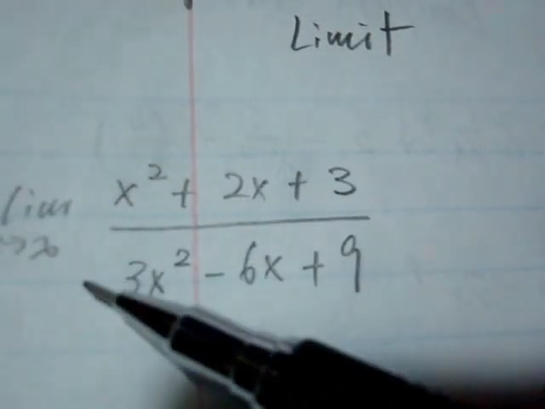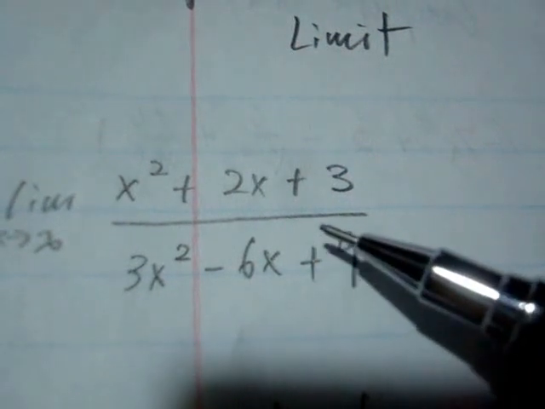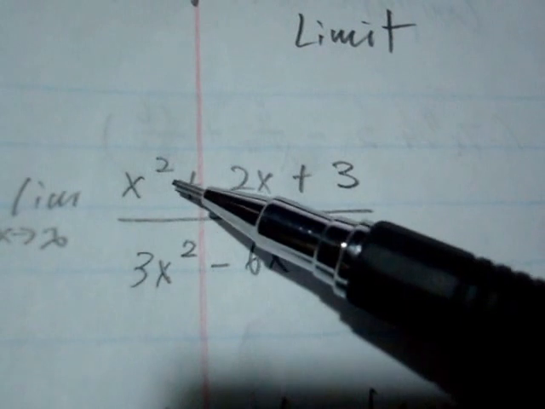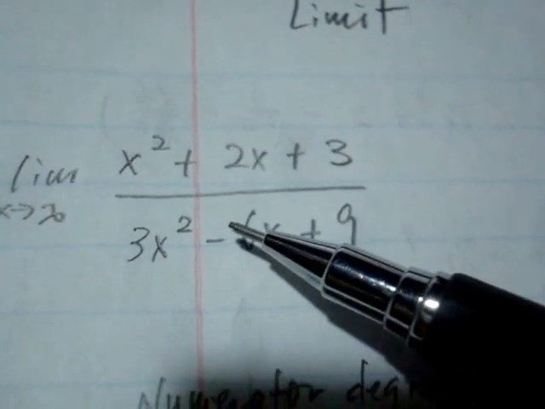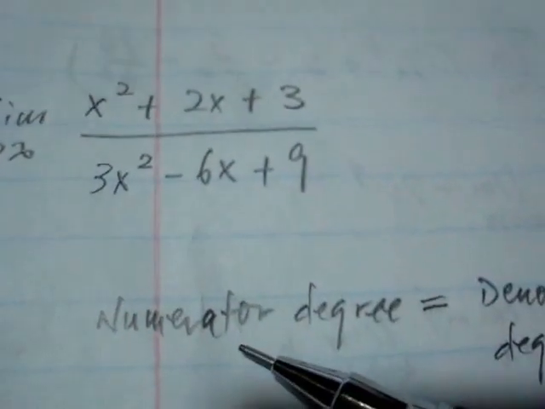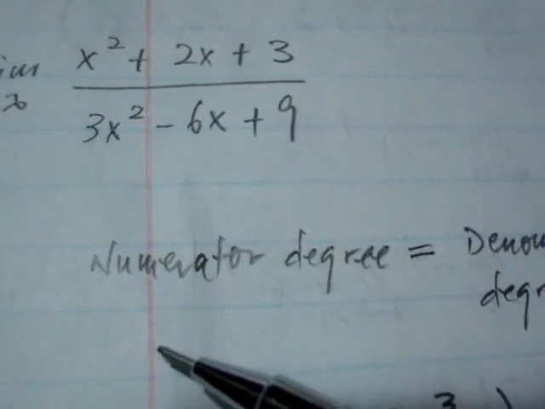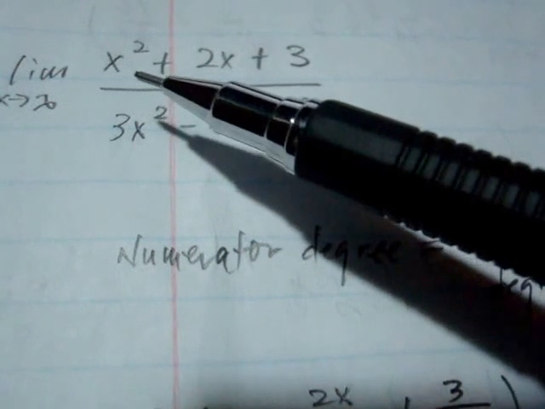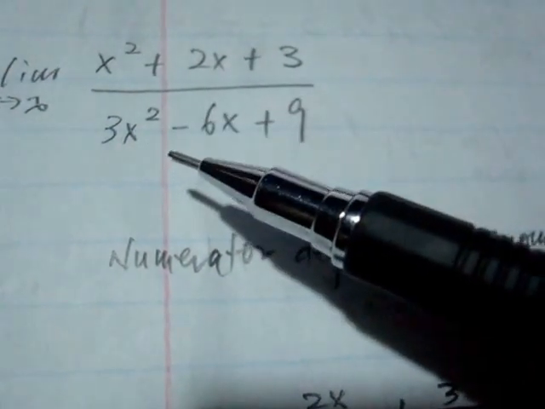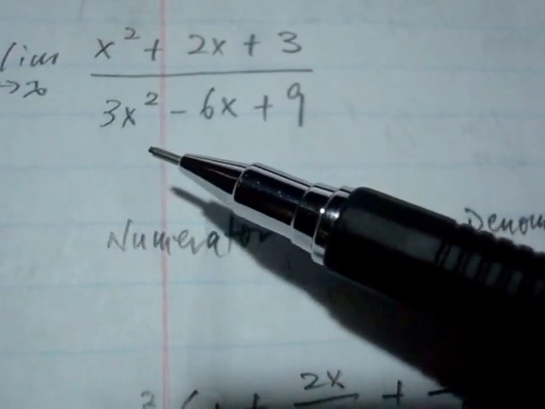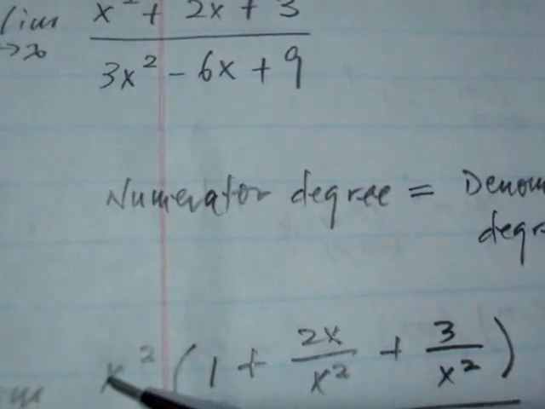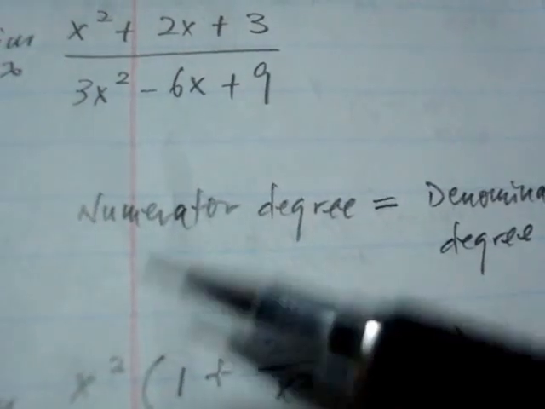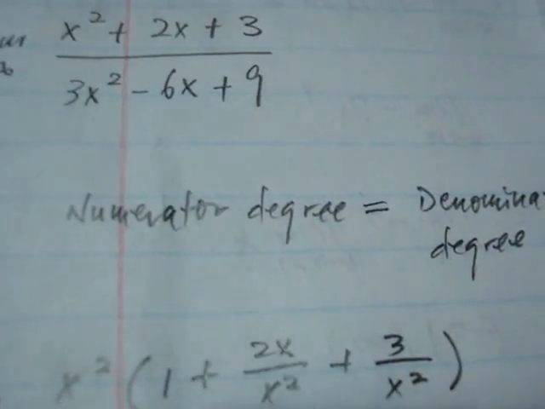So to solve this limit as it approaches infinity, for the degree that's the same for the numerator and denominator, you need to do the factoring method. You need to factor out the numerator's highest degree and the denominator's highest degree. So for the numerator, the highest degree is x squared times, put a parenthesis right here.